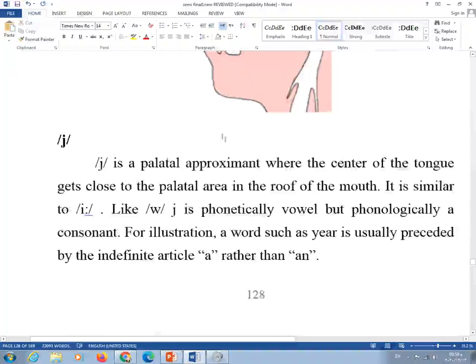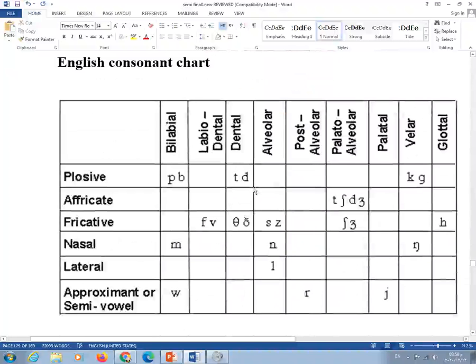Okay, finally let me finish with the English consonant chart. This is a chart that gathers all the English consonants together and classifies them in terms of place of articulation. How many places do we have? 1, 2, 3, 4, 5, 6, 7, 8, 9 places of articulation. And we have 1, 2, 3, 4, 5, 6, 7 manners or ways of articulation.